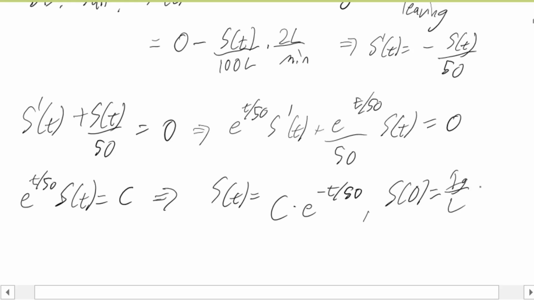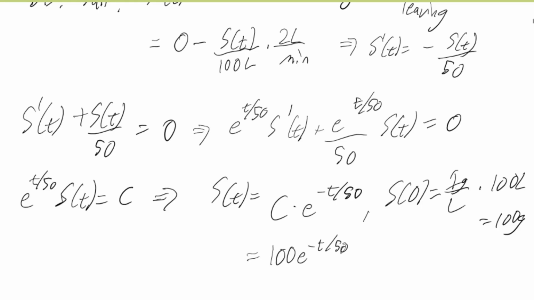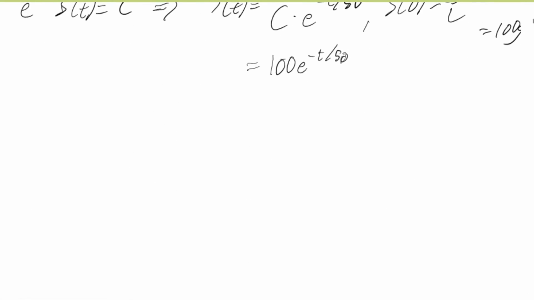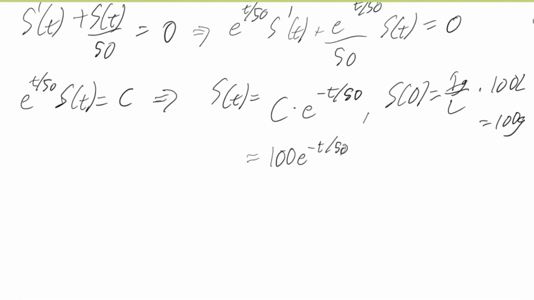And we could easily solve for the constant by plugging in our initial conditions. We have 1 gram per liter times 100 liters is our initial amount of salt. So S of 0 is 100 grams. So we found an equation for the amount of salt at time t. It's 100 e to the negative t over 50.